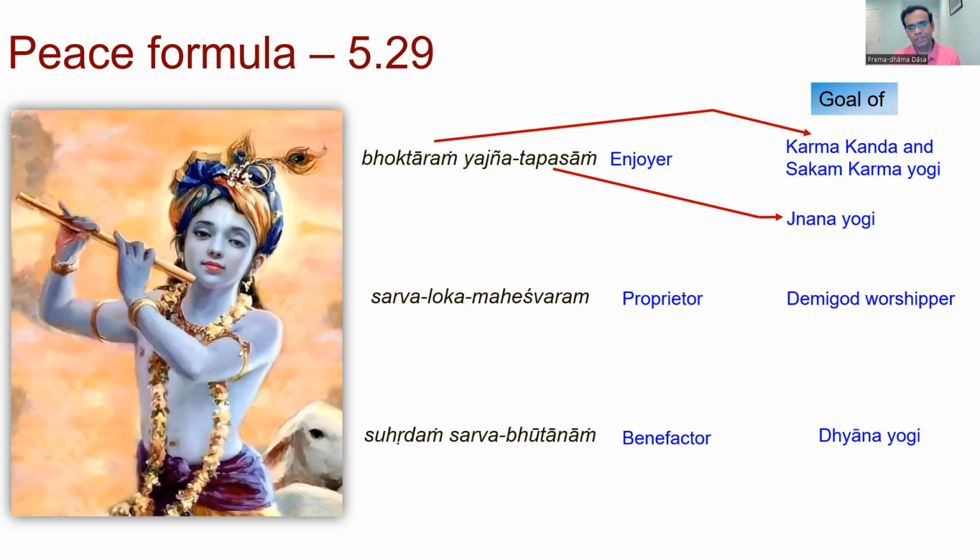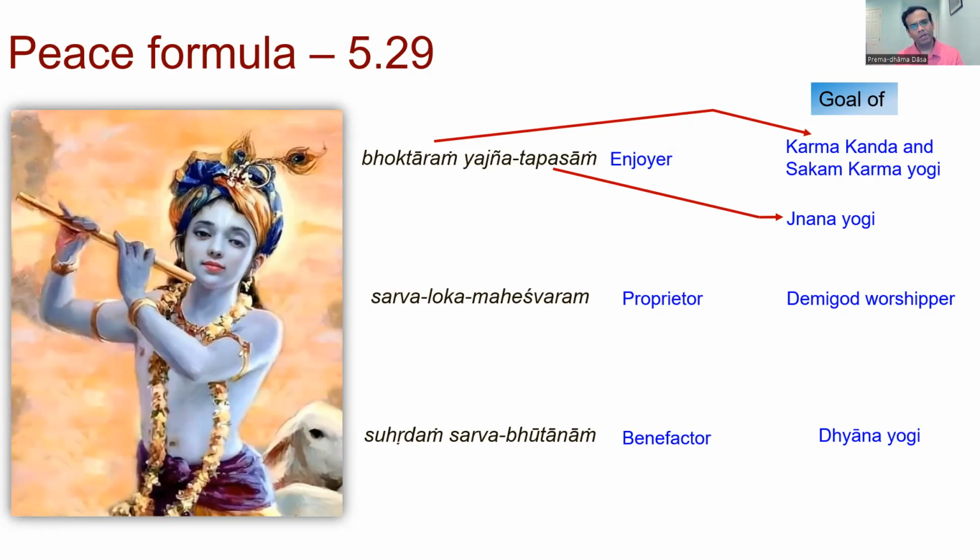Then lastly, Krishna says, Suhridam Sarva Bhutanam. Suhridam means somebody who's sitting in your heart also. So who's looking for the person sitting in your heart? That's a Dhyana Yogi. So in a nutshell, Krishna in this verse is saying that all the yoga forms that I'm discussing in the Bhagavad Gita, eventually I am the one who's going to give you all that. I am the one who eventually endows you with whatever you're looking for.